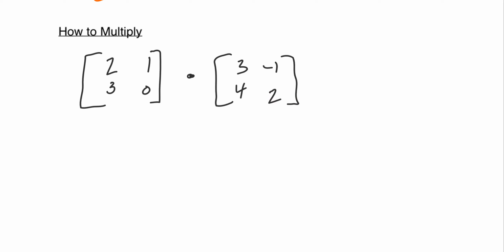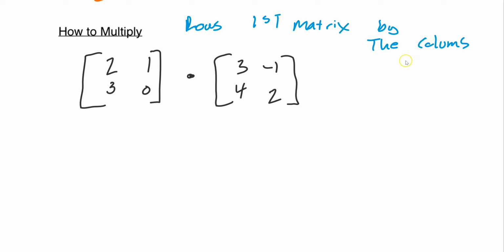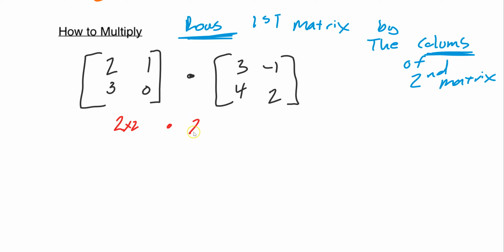Now the way we multiply is this. We multiply the rows of the first matrix by the columns of the second matrix. Everything in matrices is rows by columns. And actually, step 1, let's make sure we can multiply these. The 2 by 2 times the 2 by 2. These do match. And I get a 2 by 2.